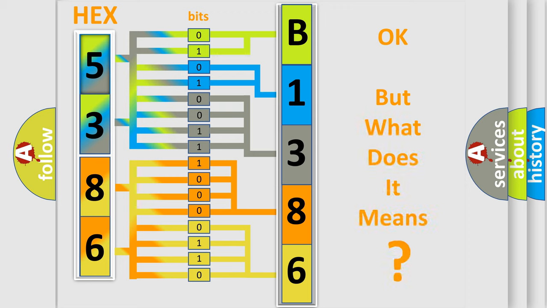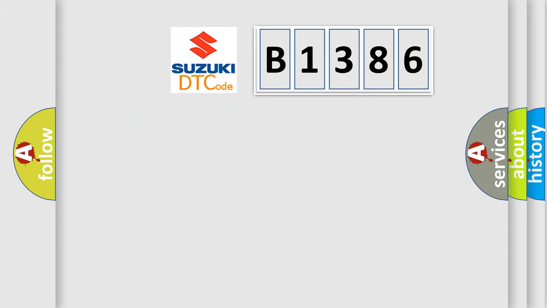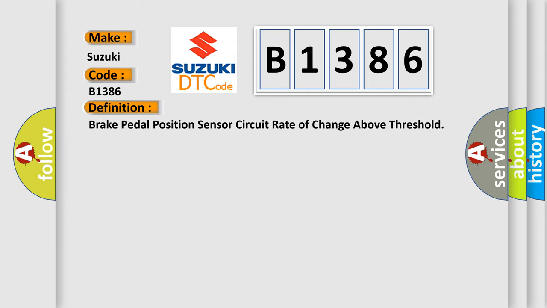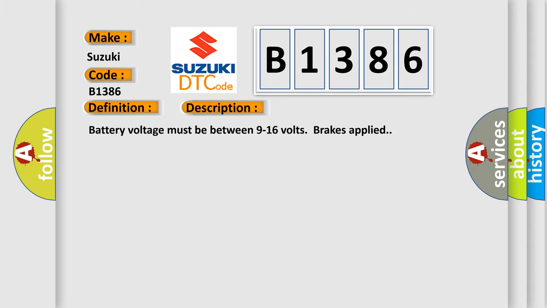The number itself does not make sense to us if we cannot assign information to what it actually expresses. So, what does the Diagnostic Trouble Code B1386 interpret specifically for Suzuki car manufacturers? The basic definition is brake pedal position sensor circuit rate of change above threshold. And now this is a short description of this DTC code. Battery voltage must be between 9 to 16 volts, brakes applied.